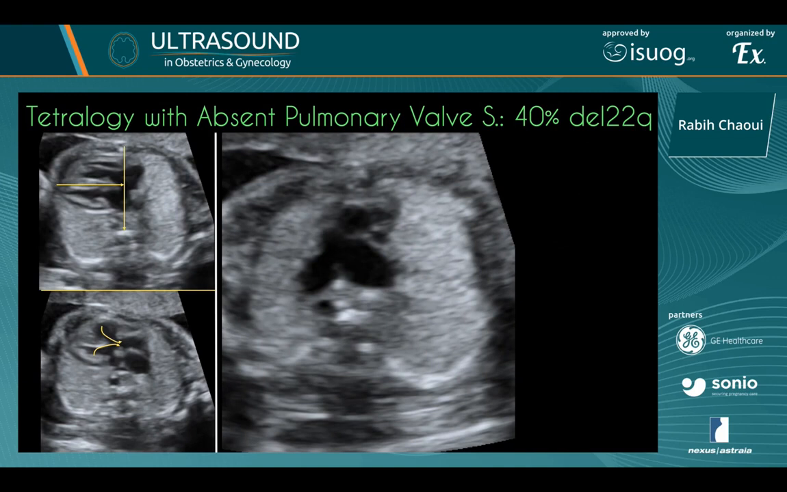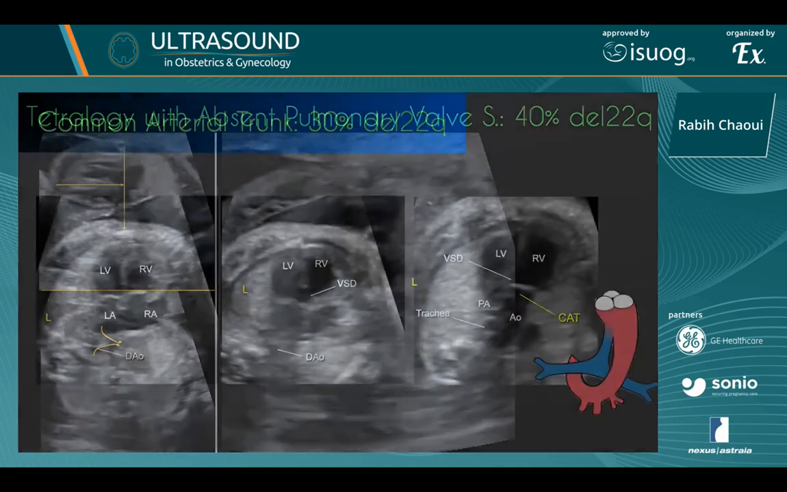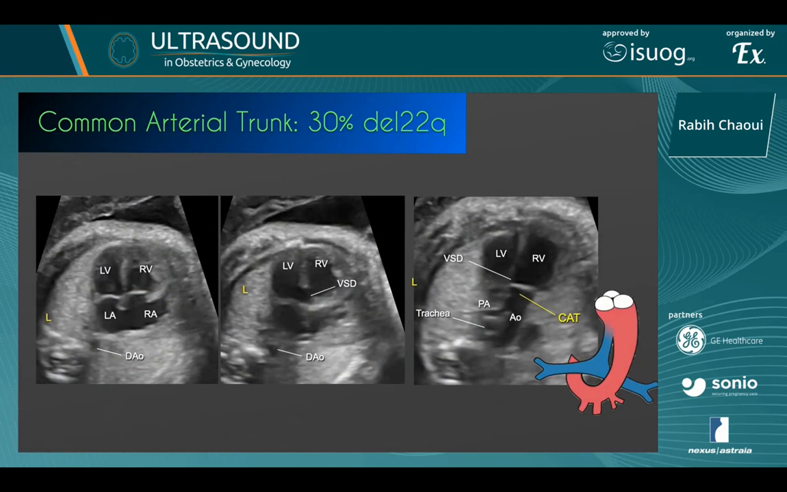The other disease I told you about, in 40% of the cases, is the typical dilation of the pulmonary arteries in absent pulmonary valve syndrome. The other disease is the common arterial trunk. In 30% of the cases, you will find this deletion 22q11. You see here the four-chamber view may appear normal. Sometimes you have a right-sided descending aorta, and you see here the typical bifurcation of the common trunk.